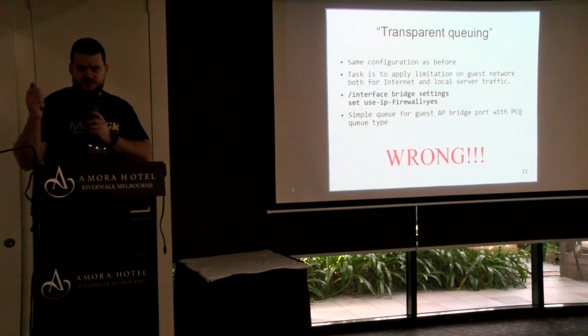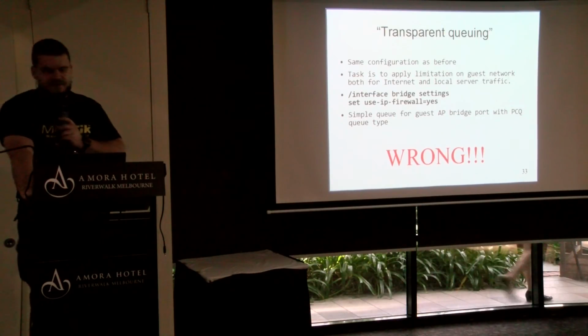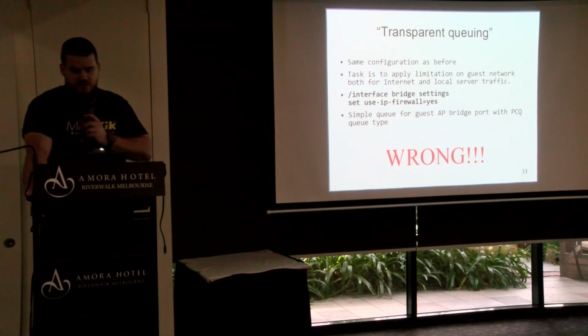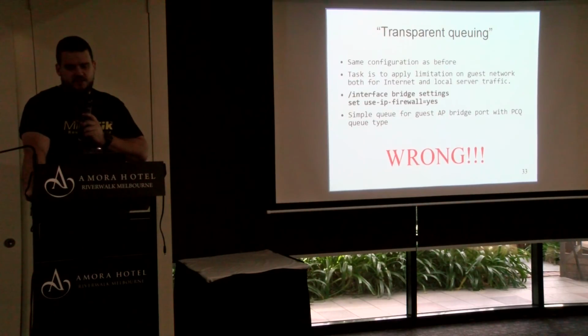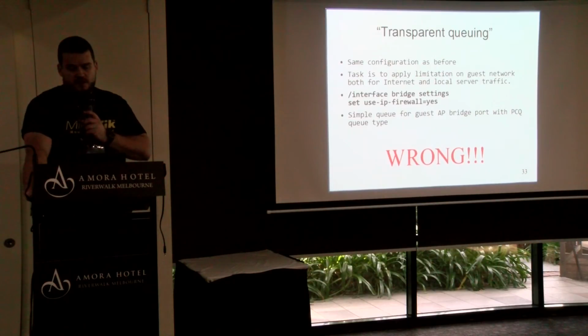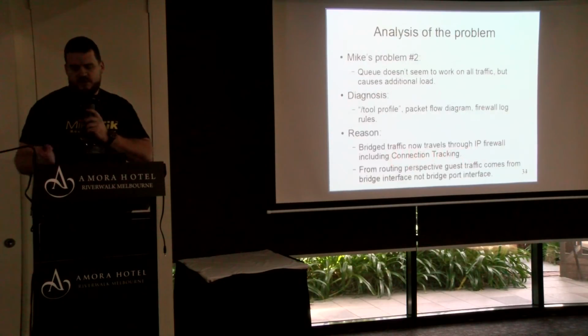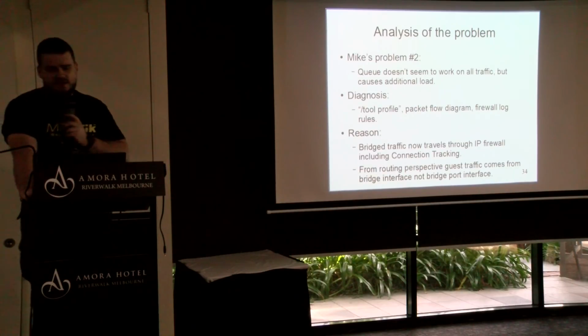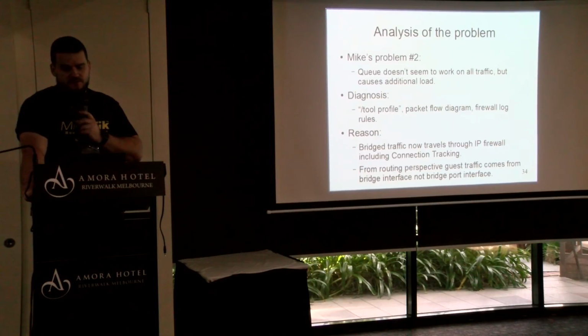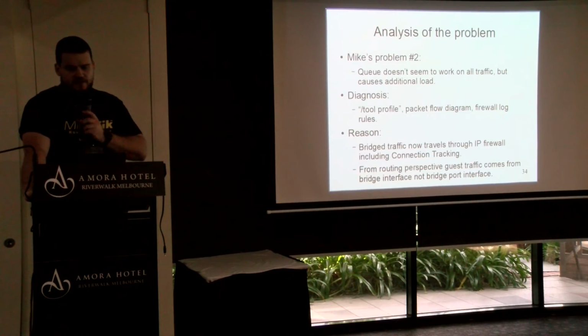And of course, the typical solution that everyone does when they want to apply some queues on bridge network is to go to the interface bridge settings and set use IP firewall yes. And then set up some simple queues. So on AP interface, this virtual interface, and basically, again, slowing down all the configuration. And of course, this is not the right solution in this case. So he actually has problems that queues don't seem to work at all on all traffic, but only on some traffic.